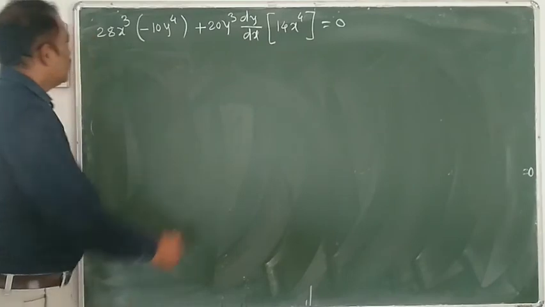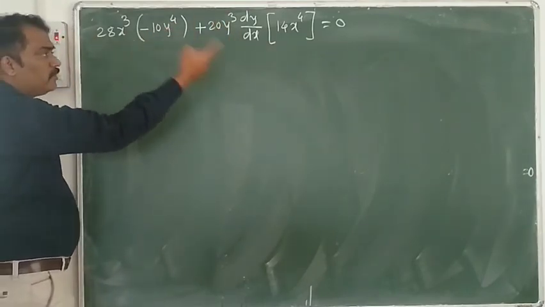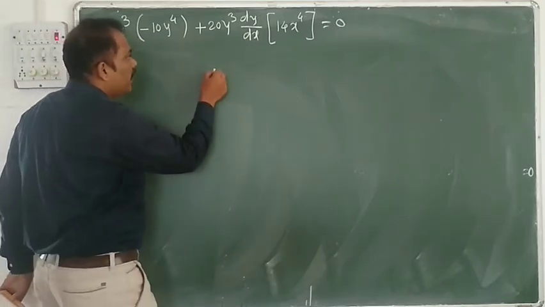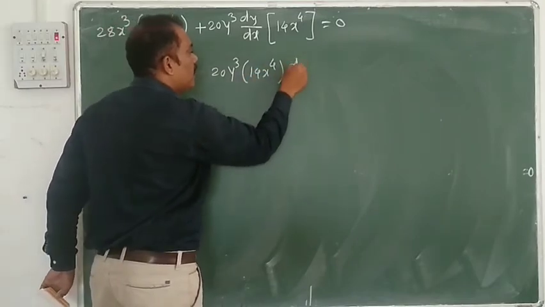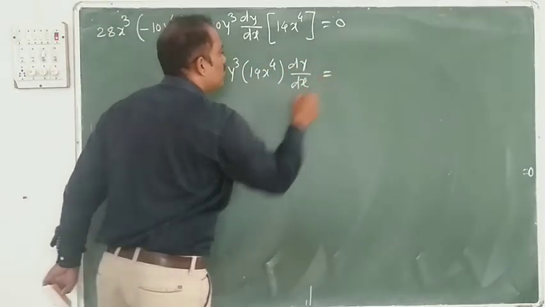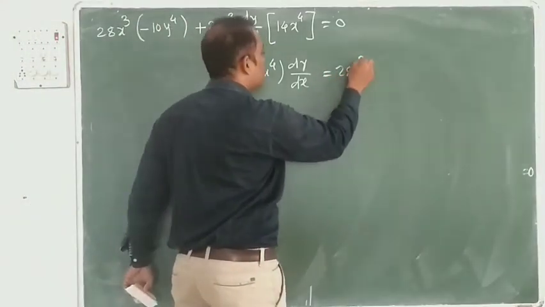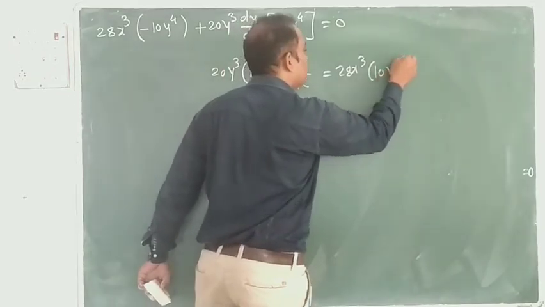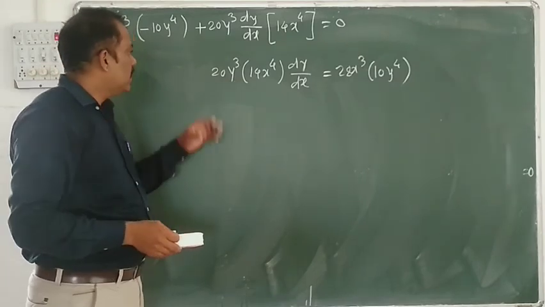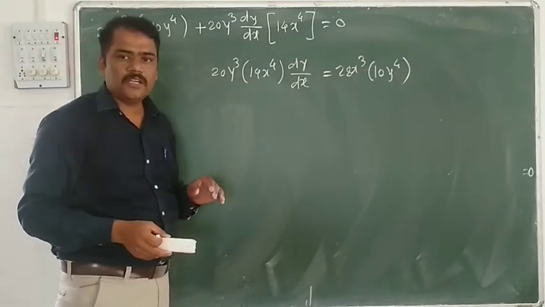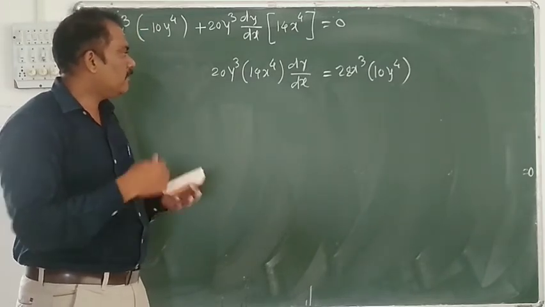Now we have to transfer this term to the RHS. On this side it was minus. When you transfer to the RHS, it becomes plus. So that 20y cube into 14x raised to 4 dy by dx is equal to, this becomes plus, that is 28 into x cube into 10 times y raised to 4. Why can we not make the multiplication? Because when we transfer the terms to the RHS, at that time we have to cancel someone, so we do not make that multiplication.